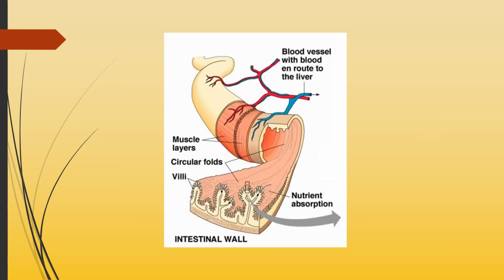Practically all absorption takes place in the small intestine. The presence of villi on the inner surface of the small intestine and the presence of microvilli on the free surface of the intestinal epithelial cells enhances the absorptive capacity of the small intestine.